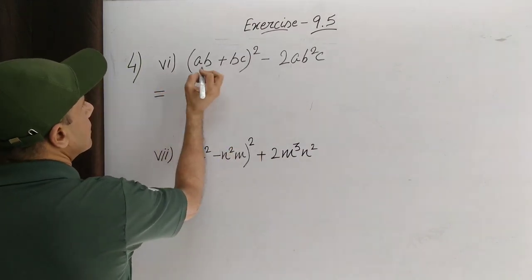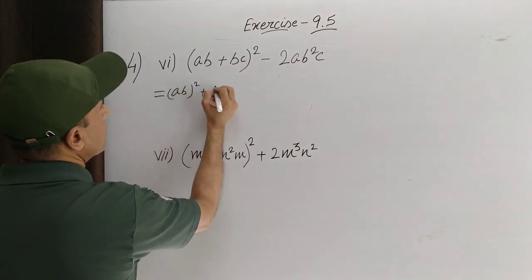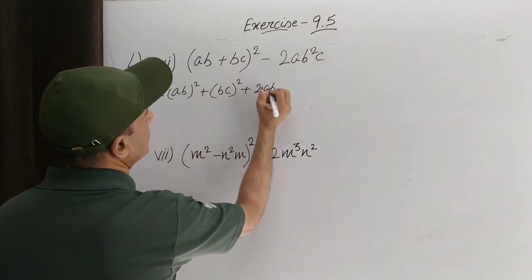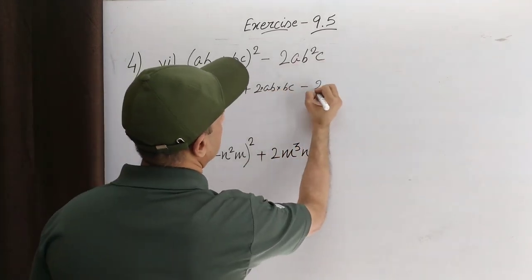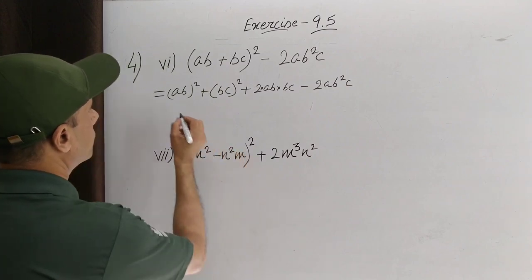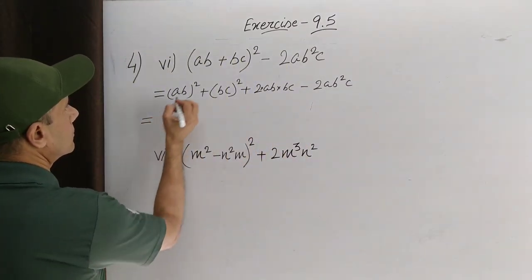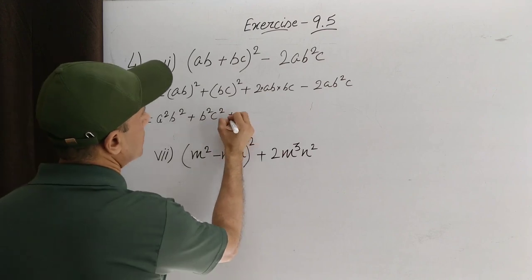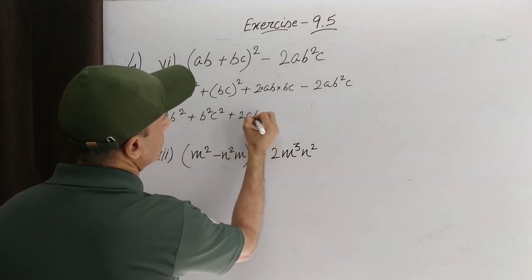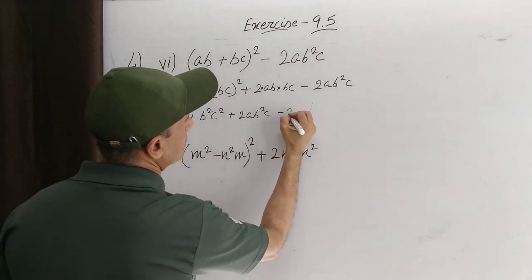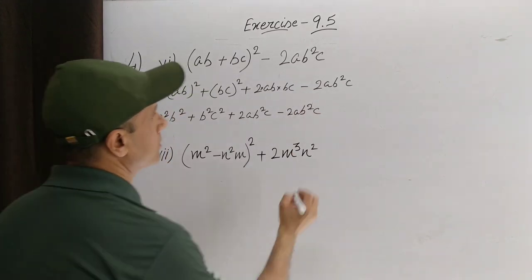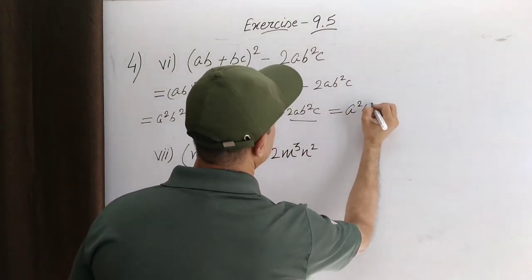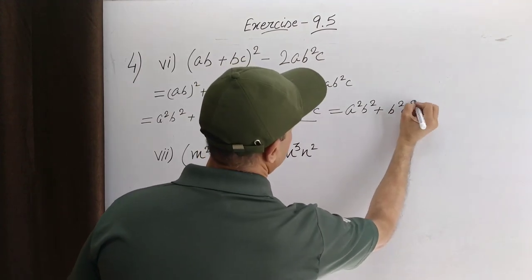So we write this as a square plus b square plus 2ab minus. So we get this as a square b square plus b square c square plus 2ab square c minus 2ab square c nullifies. So we are left out with a square b square plus b square c square.